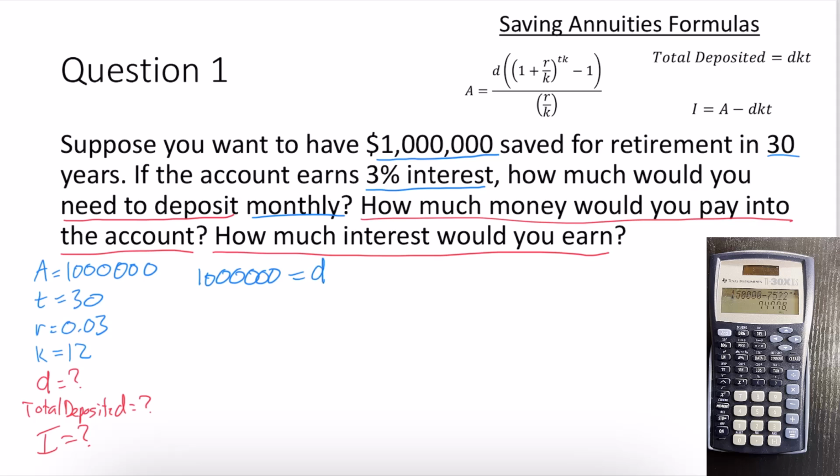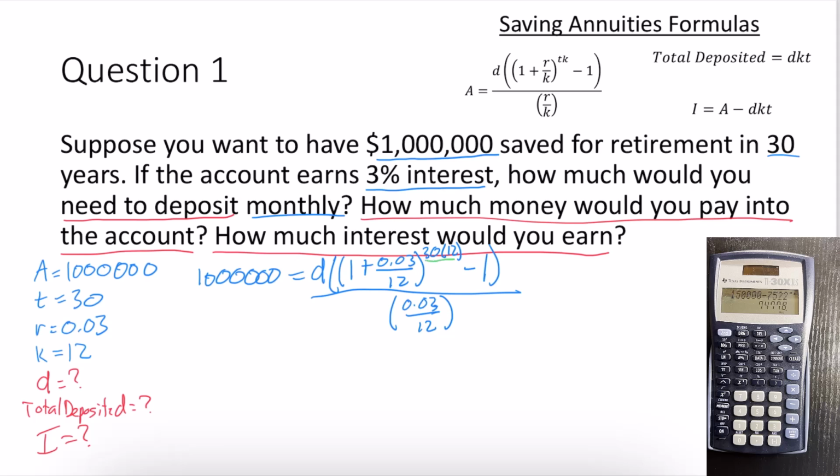D is the thing that I'm looking for. And then inside of parentheses, I have a big set of parentheses and a little set of parentheses that has 1 plus 0.03 divided by 12 raised to an exponent of 30 times 12. And then I'll take that and subtract 1, and that will simplify the big set of parentheses on top. And on the bottom, I'm going to have my interest rate divided by my compounding period again. So that's what my formula looks like.